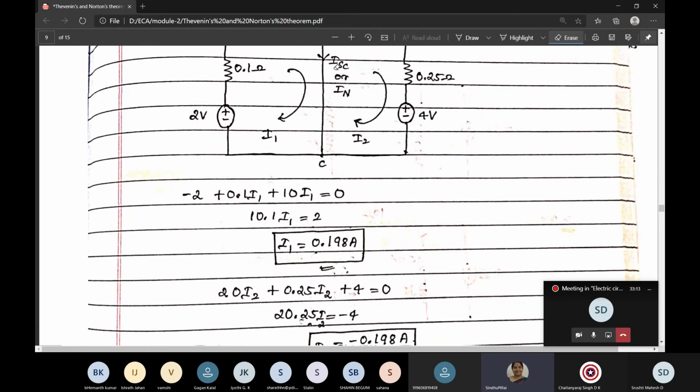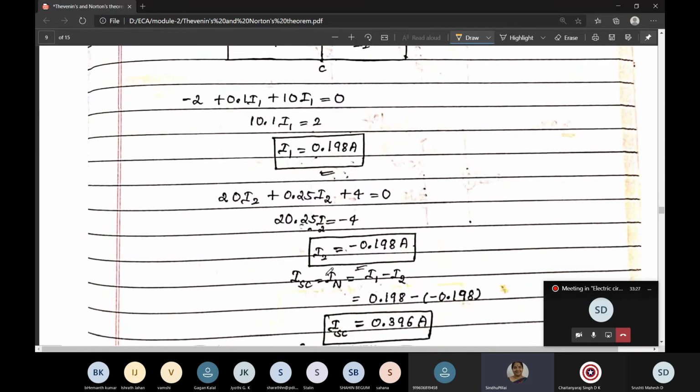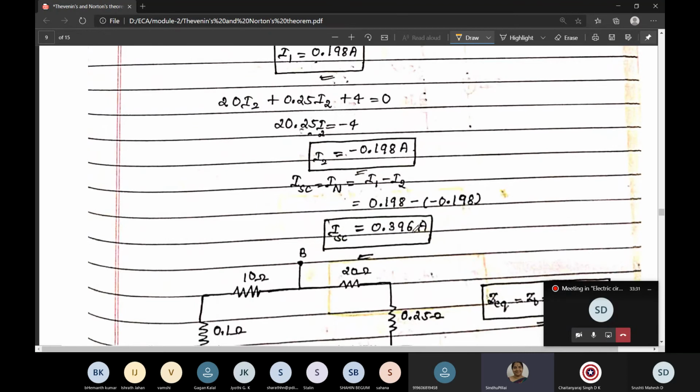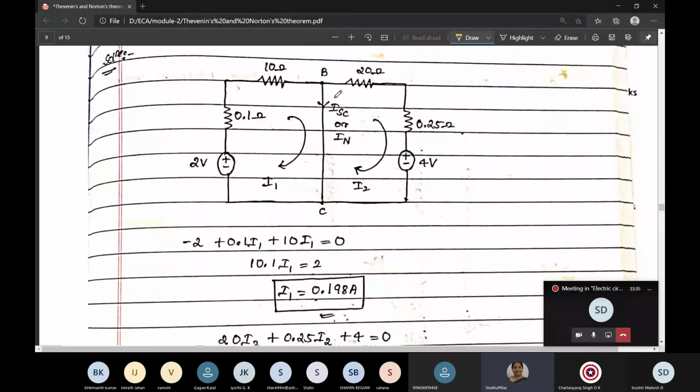Okay, what is our ISC? So the current which is in the direction, it is I1. So I1 in the direction, find it out. So I1 minus I2 will give the short circuit current. So ISC is equal to I1 minus I2. We'll get it as 0.396. So we got the short circuit current, that is the current in this branch.